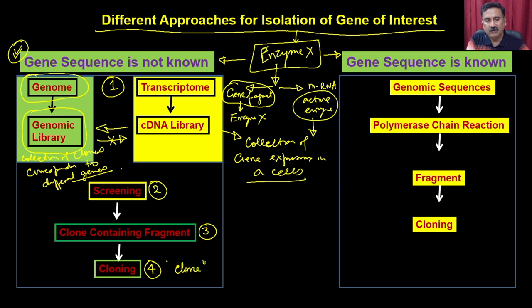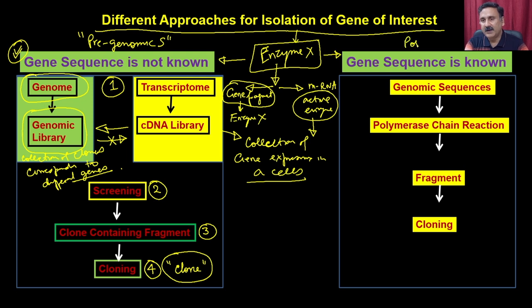So this is all about the approach when you don't know the genomic sequence, which means the pre-genomic era. Before the genomic era, people were going with this approach, where they had isolated an enzyme with the help of a traditional approach, but they don't know the gene sequence. So then they go with these kinds of approaches.